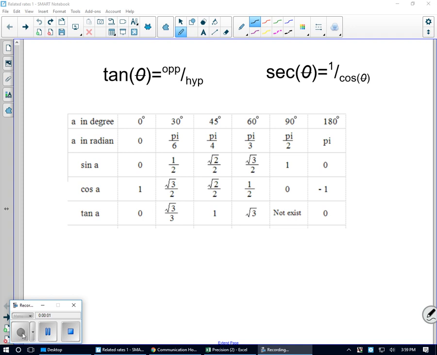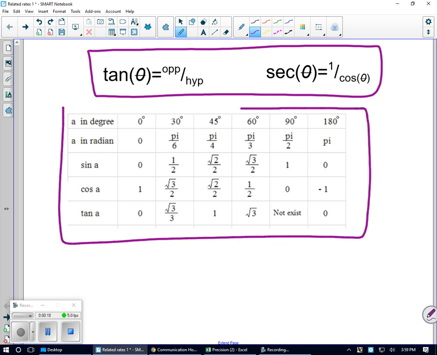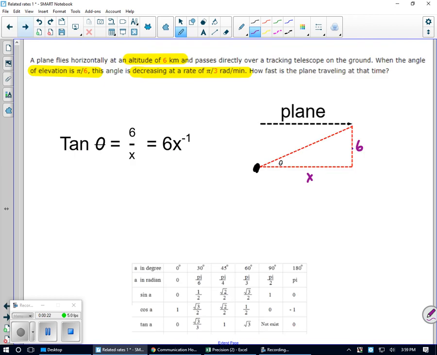All right, so let's attack this problem on related rates. First of all, from trigonometry, you need to remember these trig identities, that the tangent is the opposite over the hypotenuse, and the secant is 1 over the cosine, and you're going to need these values that you would have used to answer questions on the first assignment, Appendix D. So let's go to the next page. I'm going to keep those values with us.